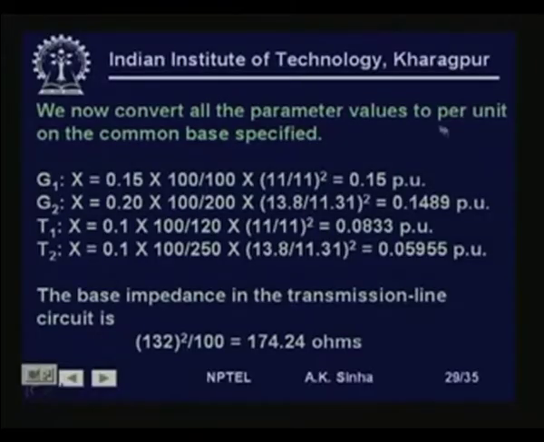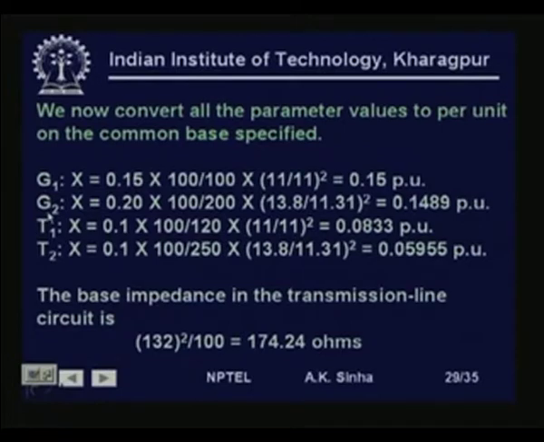Now, we convert all the parameter values to per unit on the common base specified. So, for G1, the value given is X equal to 0.15. Now, we are converting it to our new base. So, S base old and S base new are both 100. Similarly, the voltage base old and base new are also the same. So, the value of the impedance remains the same.